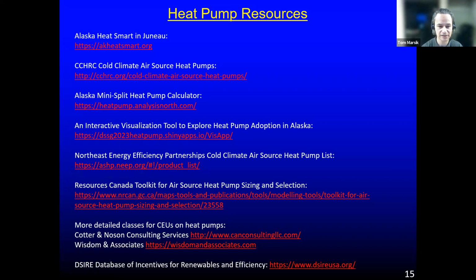Then there are some national and also international resources. One is from the Northeast Energy Efficiency Partnership. One is this toolkit from Canada. And also, if you want to take more detailed classes on heat pumps, here are some potential classes. Qatar and No Sun Consulting offers classes, as well as Wisdom and Associates. And also, this database, it's a national database, but it's an available database for incentives for renewable energy and energy efficiency. So here's that link for you also.